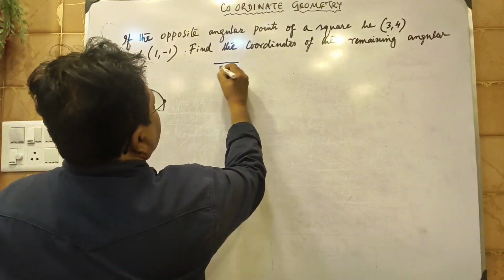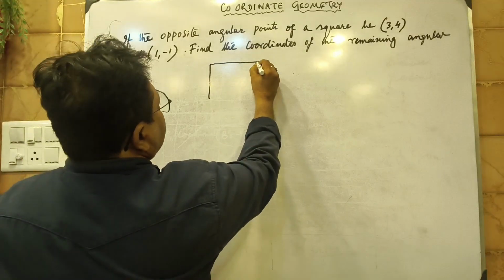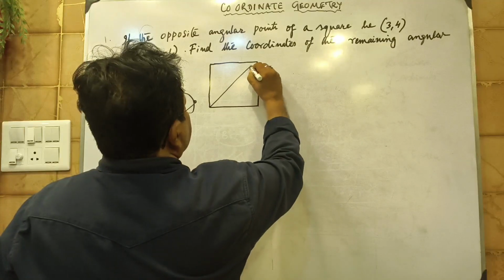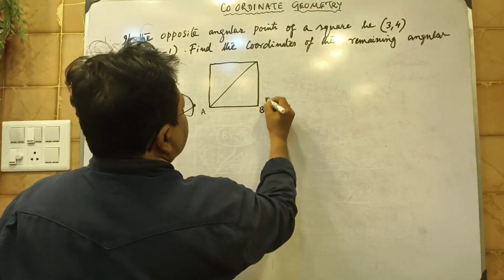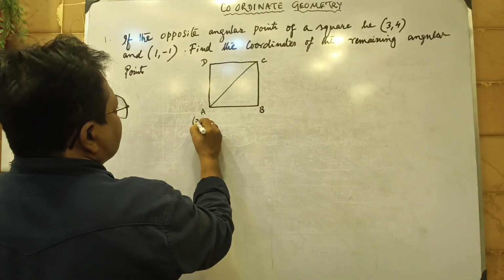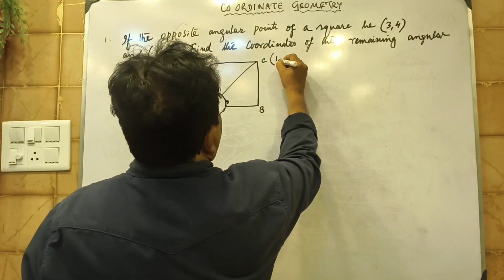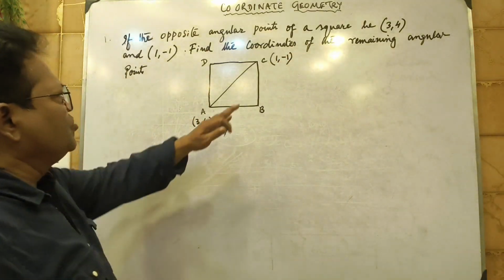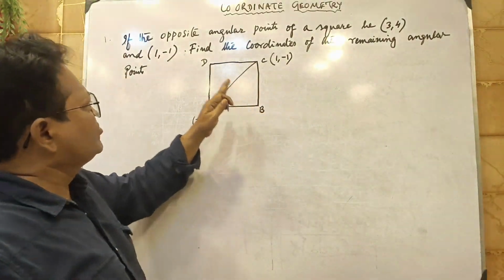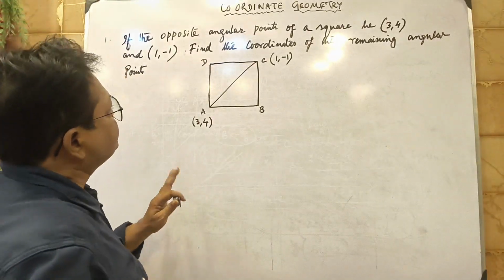Suppose ABCD is a square, and here the angular point, suppose it is 3, 4, and the opposite angular point is 1, minus 1. Then how do you find the coordinates of B and D? It's a very important sum I am telling. This is not so easy.